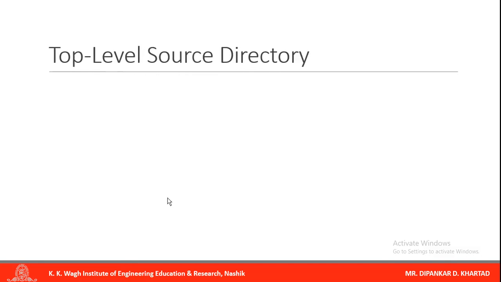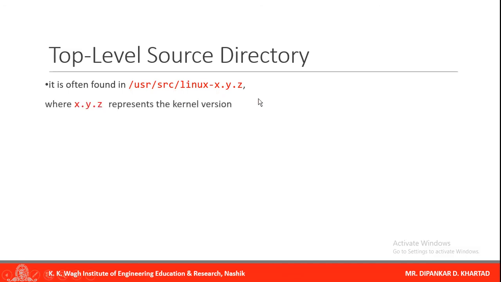So we'll start with the top level source directory. It is often found in /usr/src/linux-x.y.z, where x.y.z represents the kernel version. We discussed in the first video the even part and odd part. Remember? So x.y.z represents the kernel version.